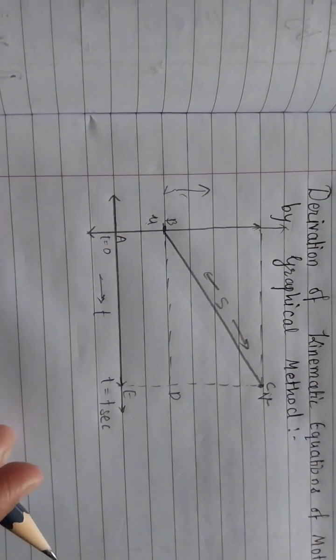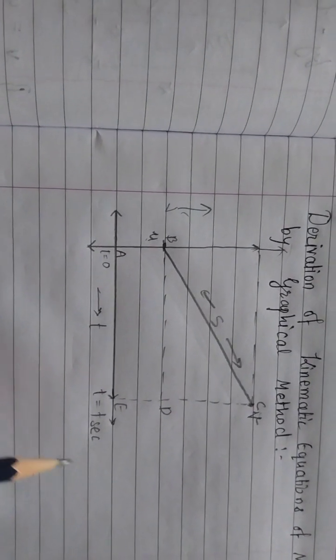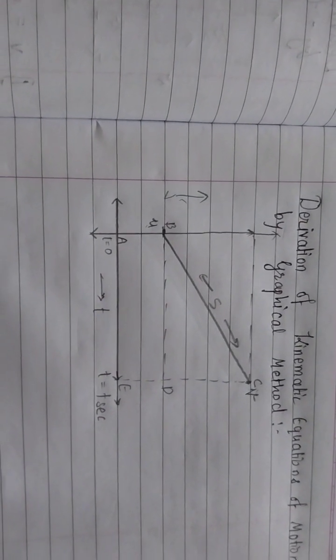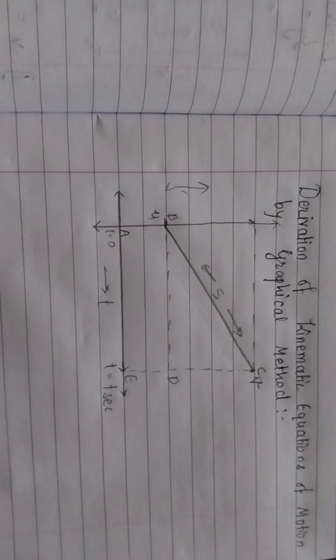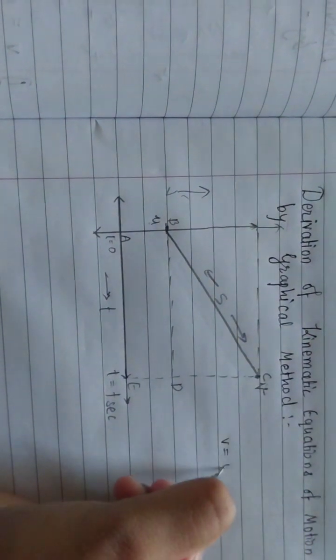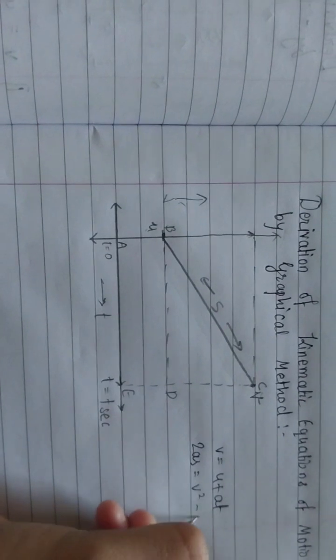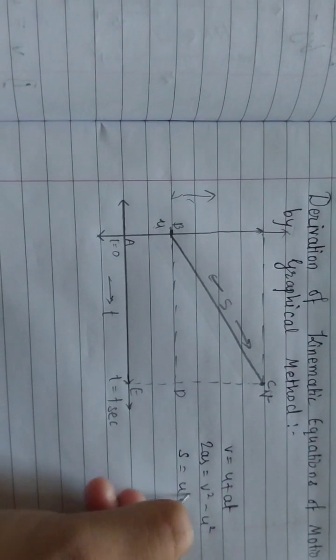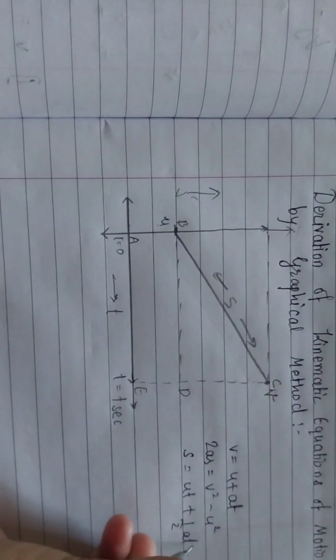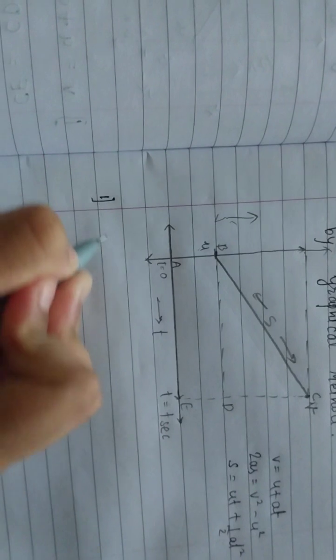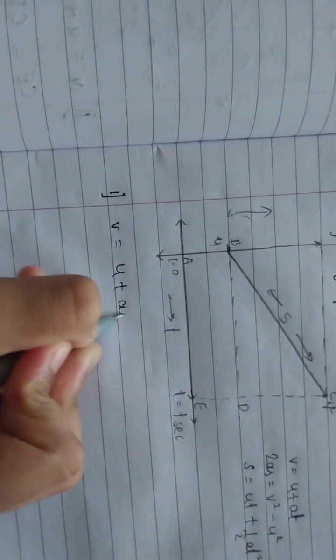Now from this graph only we are going to derive the three equations of motion. So there are basically three equations of motion, that are v is equal to u plus at, 2as is equal to v square minus u square, and s is equal to ut plus half at square. First equation of motion: v is equal to u plus at.